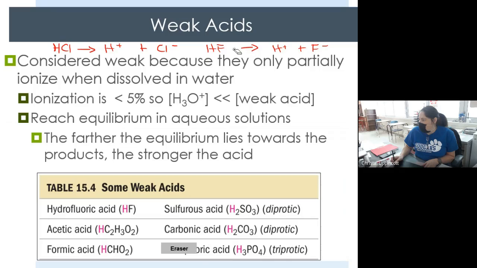And so we don't actually use an arrow that looks like this. We'll use one of these back and forth arrows, because some of this is changing into some of this, and some of this is changing into some of this. But the majority of the contents in that sample are going to be on this side of the reaction. So they ionize about 5%. Therefore, they're going to be a weak acid.